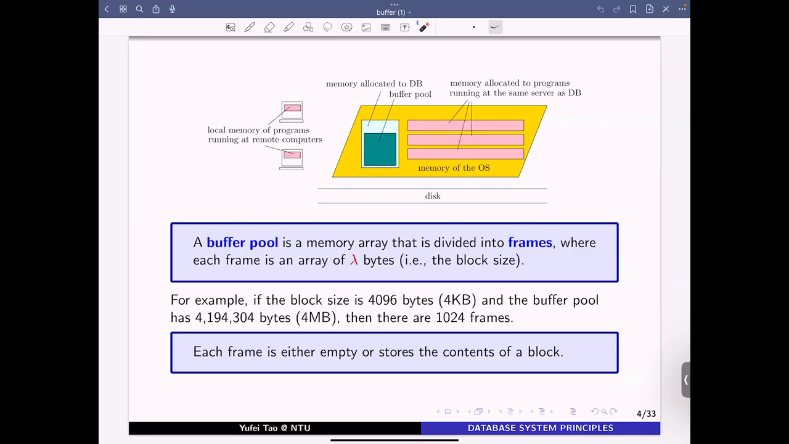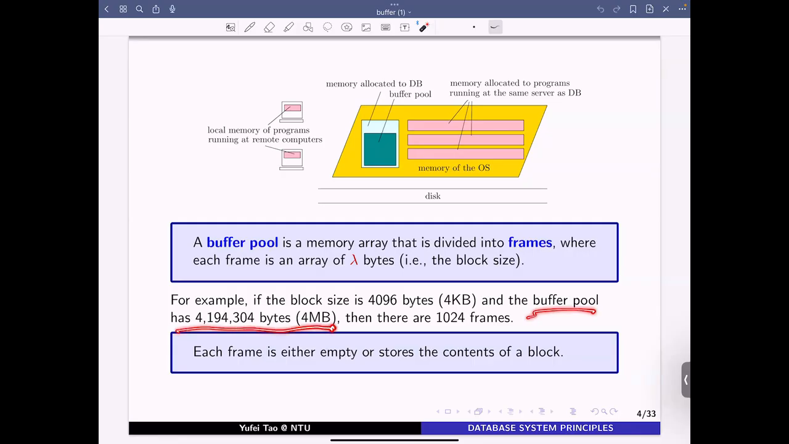Okay, so next I'm going to talk about this buffer pool. Okay, buffer pool. So this is the cyan portion in my illustration here. Formally, a buffer pool is a memory array. When I say a memory array, I emphasize the fact that the buffer pool will have to be continuous. Because when you talk about an array, instead of a linked list, we're talking about a contiguous portion of the main memory. So for example, this buffer pool could have the size of 4 megabytes.